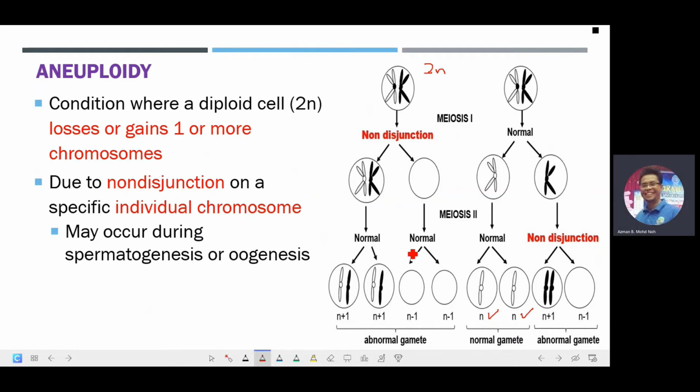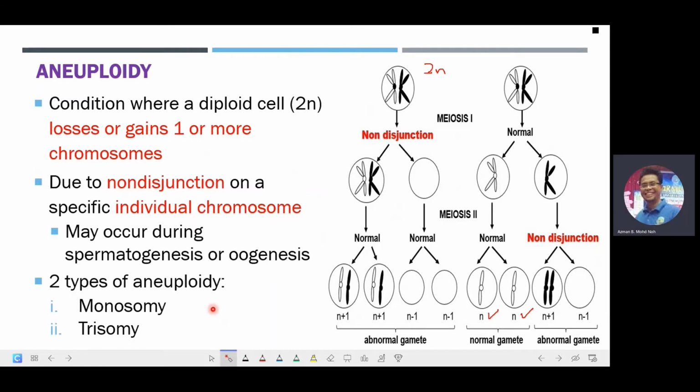However, due to Nondisjunction, sometimes abnormal gametes will be produced, in which we can see the production of N plus 1 gametes over here. This is the gamete that will be having one extra chromosome. And sometimes we'll be getting abnormal gametes like this, N minus 1, in which these abnormal gametes will be having less one chromosome. And when these abnormal gametes undergo the process of fertilization, the case of aneuploidy will occur. So, there are two types of aneuploidy that we need to know. The first type will be known as monosomy, and the second one will be trisomy.